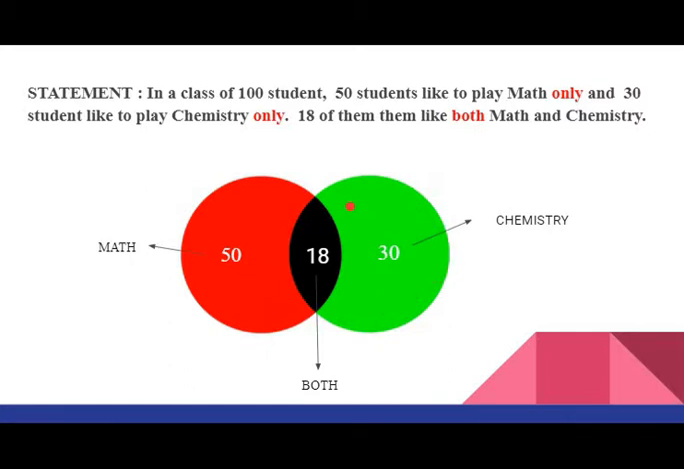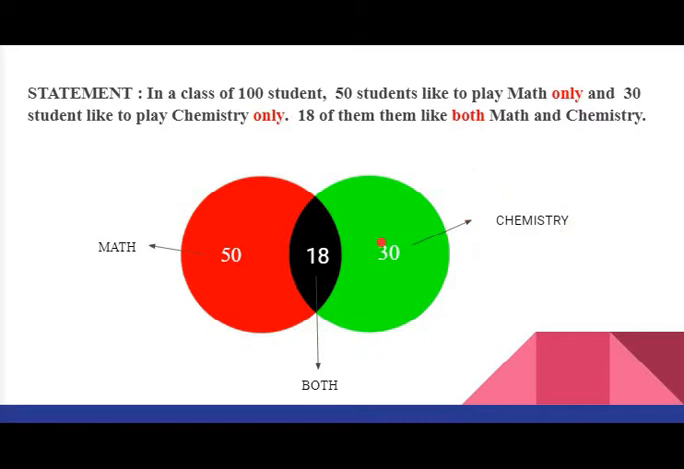Let us understand it clearly. Here I have used some color code. The red color represents the number of students who like maths only. The green color represents the number of students who like chemistry only, and the black color region represents the number of students who like both math and chemistry. Before writing these numerical values, I already told you that you have to be clear with the language mentioned in the question, whether they use the word only or some, both.